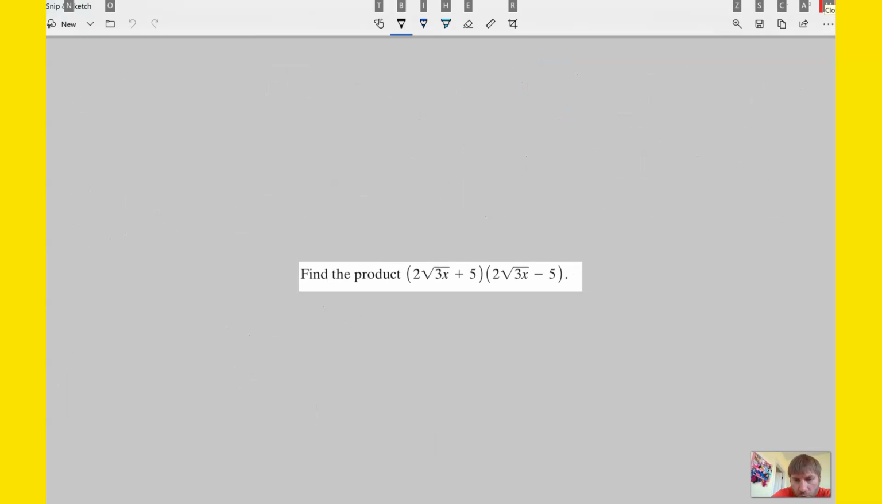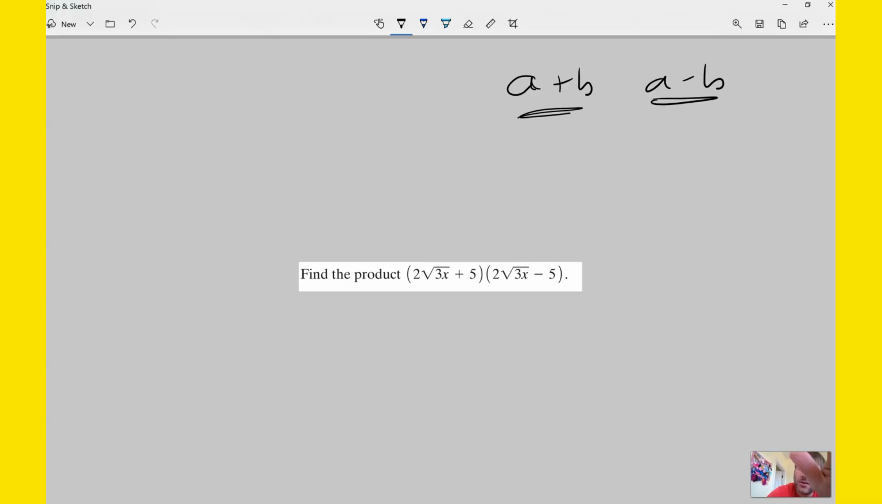All right, let's do some more distributing. This time, this is 2 root 3x plus 5 and 2 root 3x minus 5. These are called conjugates. You can have radical expressions that are called conjugates when you have like a plus b and a minus b. Those are called conjugates. So the only thing that has changed between these two things is the sign of the second term. So this is like a plus b and a minus b.